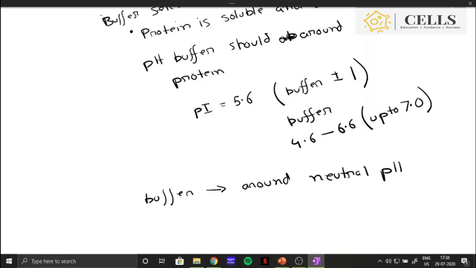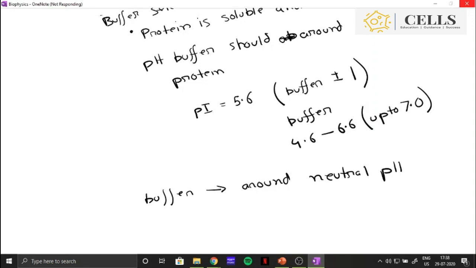And yeah, technically they use PBS or phosphate buffer solution, but you can use another buffer if you need in your experiments.